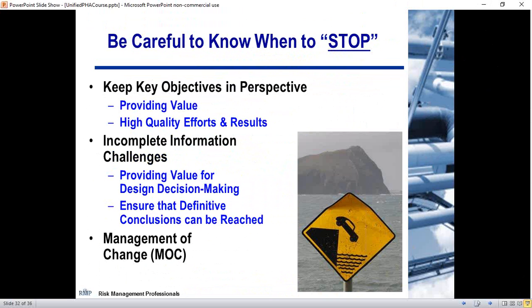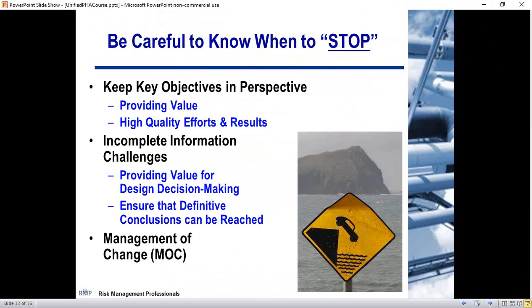We want to make sure that you are focused on providing value for design decision making. Sometimes information doesn't need to be complete, and you still can reach the right conclusion, and you get sufficient information for decision making. The trick is knowing when to stop and knowing when you don't have enough information. Another key thing is management of change.